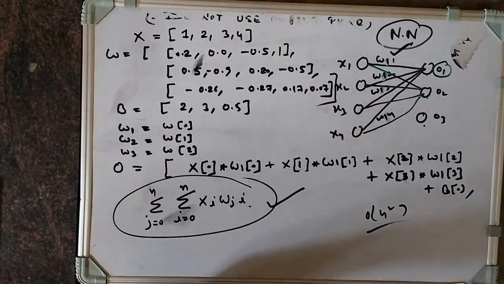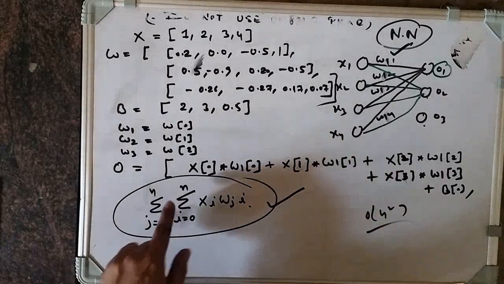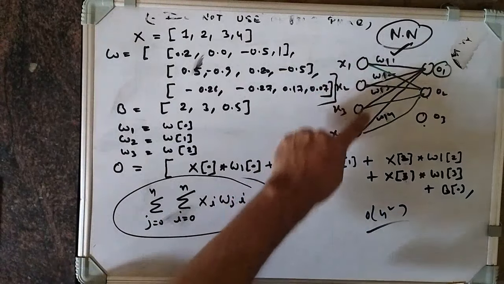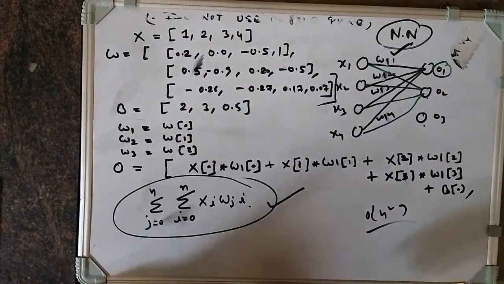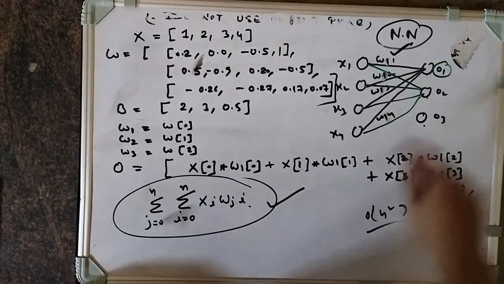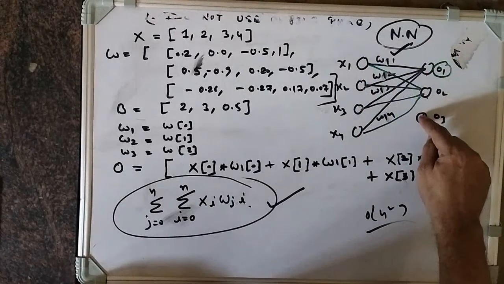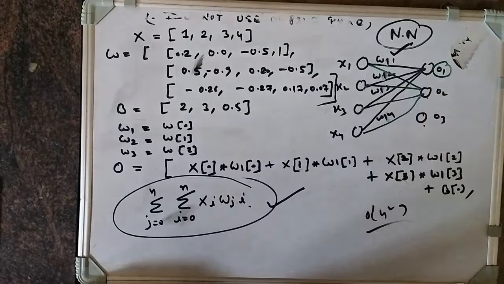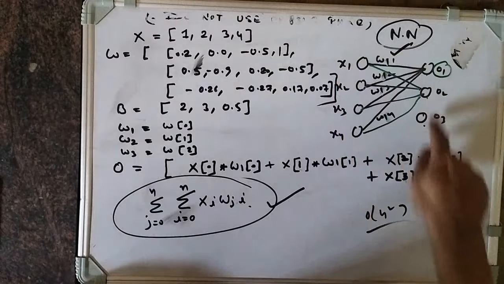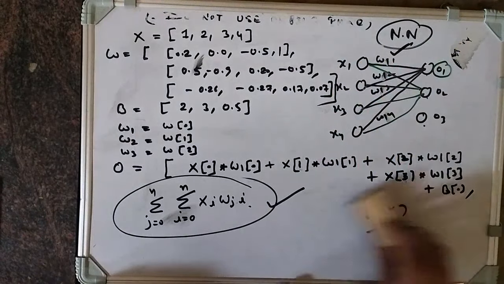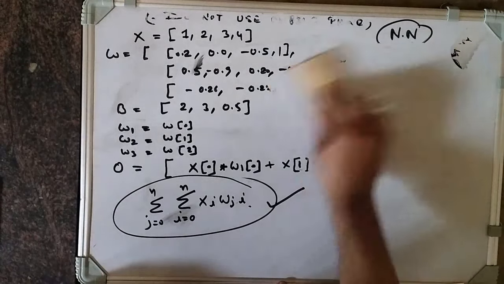So I think that you understand. Now there is a question. What is the question? There are a total of 4 inputs and 3 neurons. Suppose there are many inputs and many neurons, then how do we solve this problem?